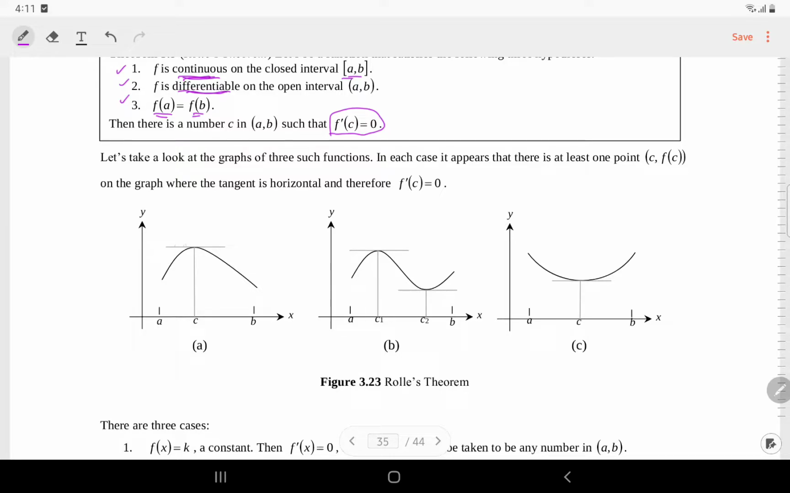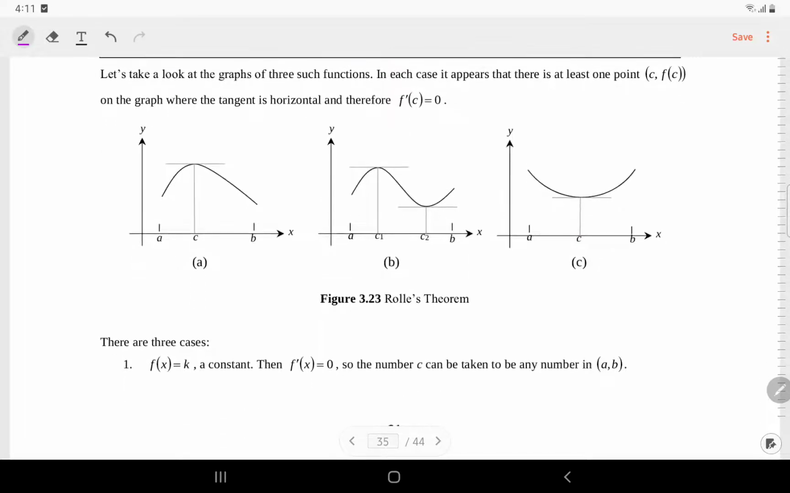So the slope is 0, dia bentuk macam ni lah, horizontal, dia tak ada kecerunan. So at point c, at this point the slope of the tangent is 0. Same with this point c1 and c2, the slope of the tangent at these points is 0. So that's the meaning of Rolle's theorem.